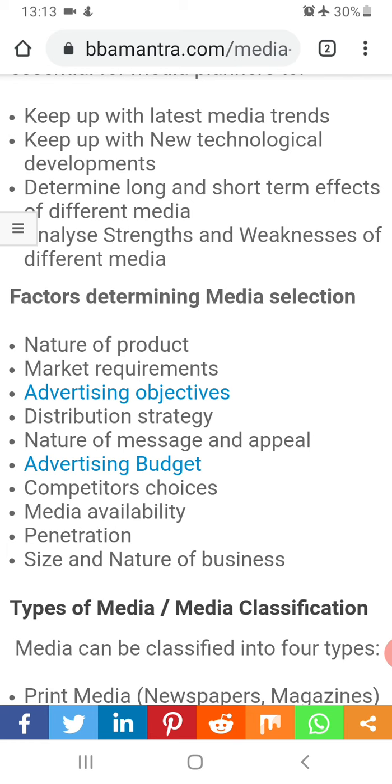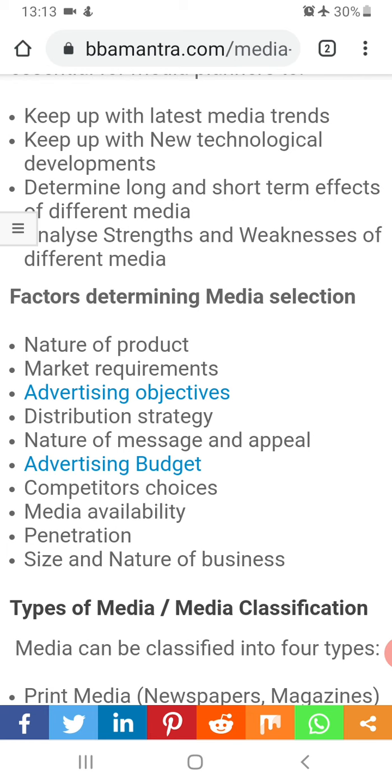Whenever an advertiser thinks about which media should I select to give my advertisement, there are a number of factors that he has to decide upon. First thing, he has to select proper media. Then comes the advertisement that is to be implemented, or the campaign that is to be implemented, or the advertisement has to be telecasted, broadcasted, or printed. For all these reasons, he should see the following points that we are seeing on the screen.